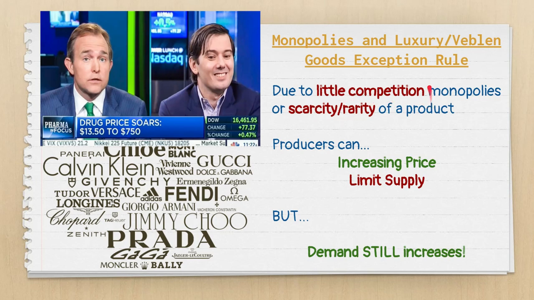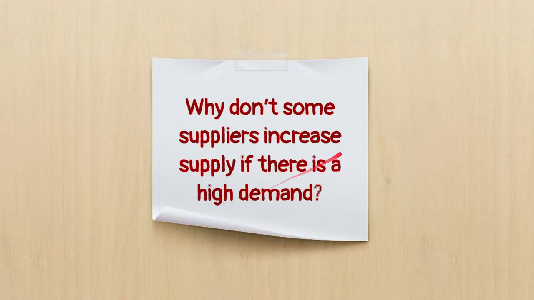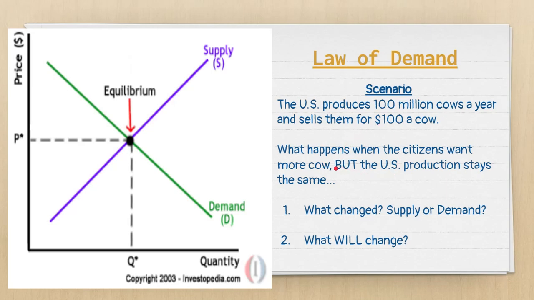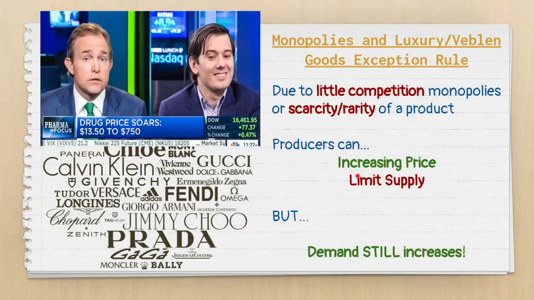Now, what happens when these things occur is that producers can increase price. They can also limit the supply. But even if they do that, demand will still increase, which goes against the rule we looked at earlier. It's similar to this situation. Production's going to stay the same, supply's staying the same, demand has gone up. So now people can charge more for cows, even though supply is staying the same. And so how does this happen?